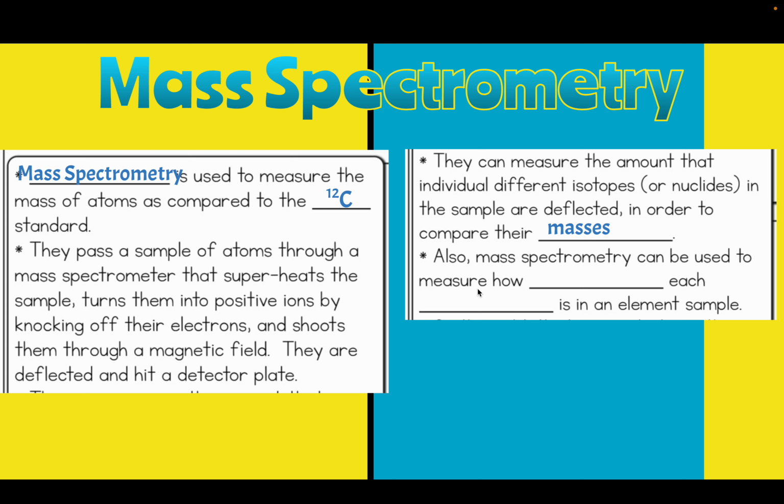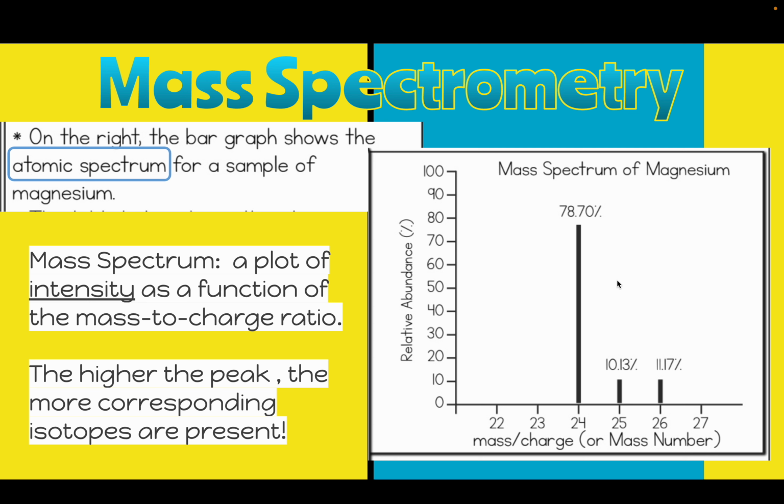Also, mass spectrometry can be used to measure how abundant each isotope is in a sample. Abundant meaning how much of that isotope is present in a sample. So on the right here, follow along in your notes. This bar graph shows the mass spectrum of magnesium. So we took a sample of magnesium and put it in the mass spectrometer.